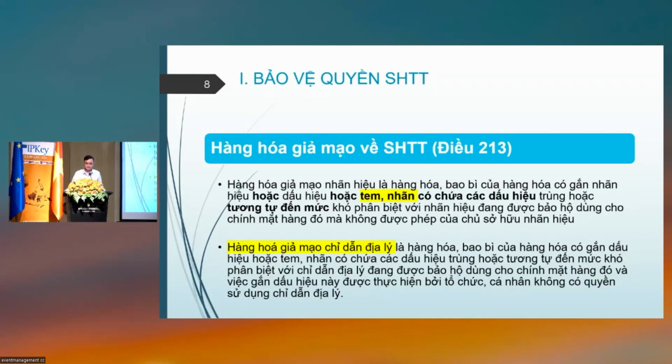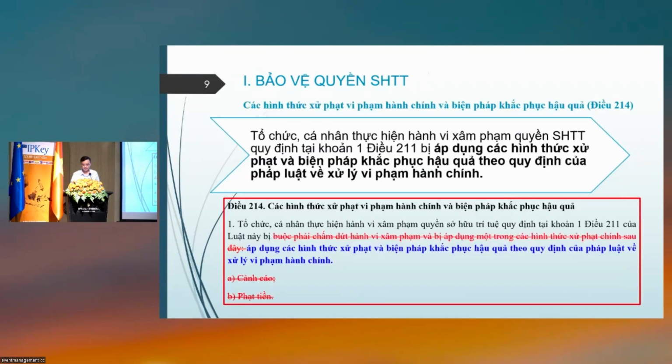So for the labeling of the GI is conducted by the organizations or individuals who... the commodities with the fake GIs are the GIs or packages of GIs with the sign or label or marks with the proper marks or trademarks which can be confusing.